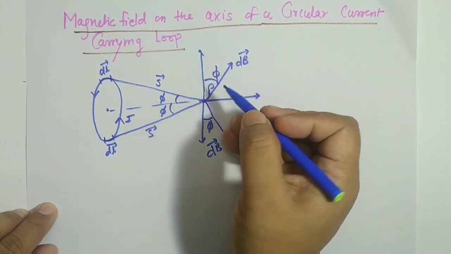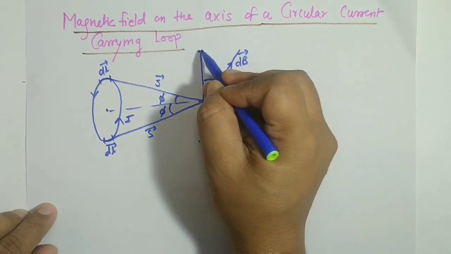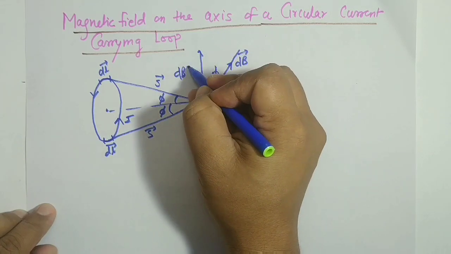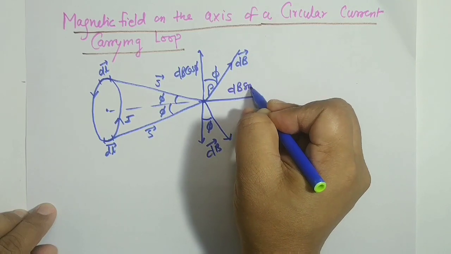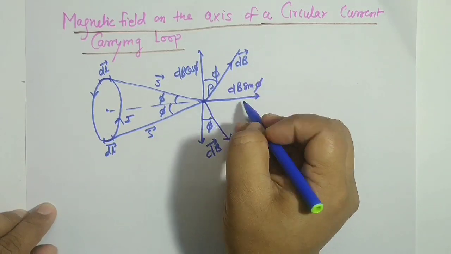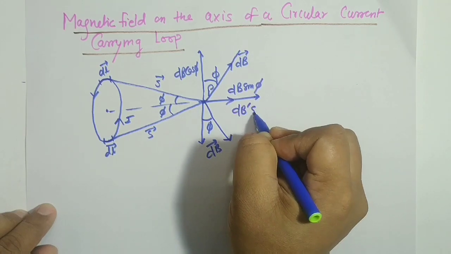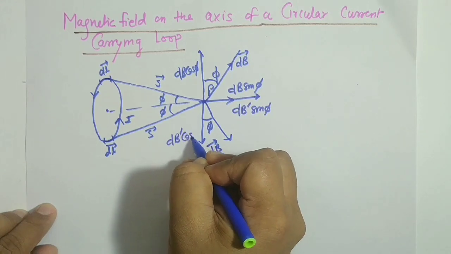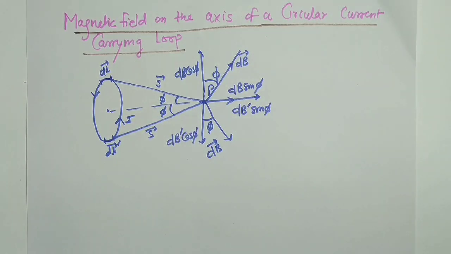Now dB will have two components. Do you know what the components are? You see it. The components are dB cos phi on this side and dB sin phi on this side. Similarly, we will have for this also dB dash sin phi and dB dash cos phi. Why dB dash? Because we make it dl dash. So I think you are getting it or not.